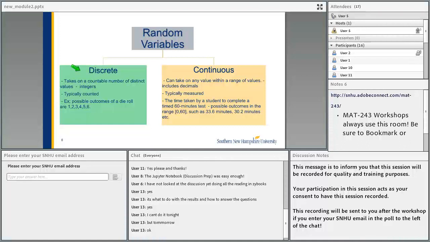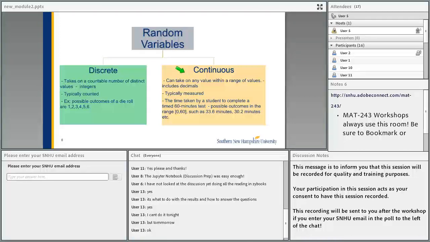So there are two types of random variables, the discrete and the continuous. So what is a discrete random variable? It takes on a countable number of distinct values or integers. It's typically counted. For example, the possible outcomes of a die roll, 1, 2, 3, 4, 5, 6. Those are discrete numbers. Those are integers. We can count them. So it's a discrete random variable.